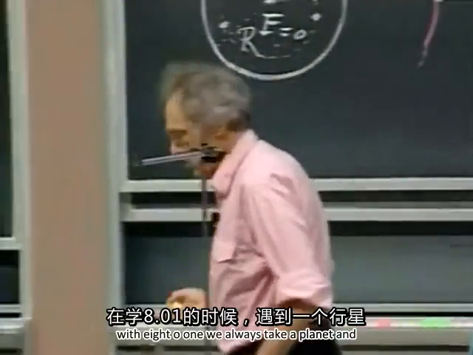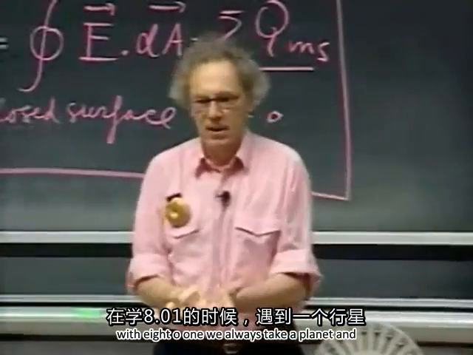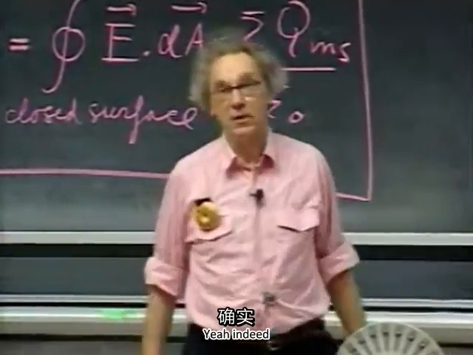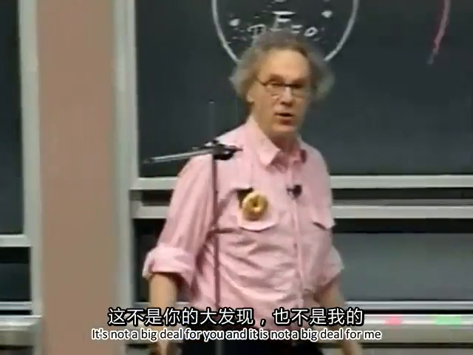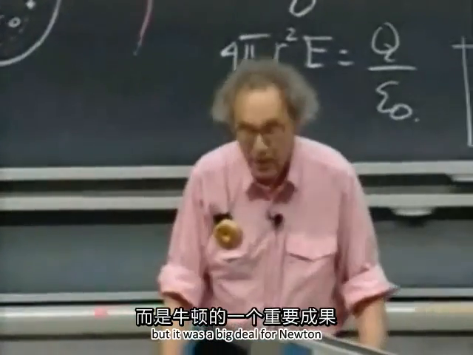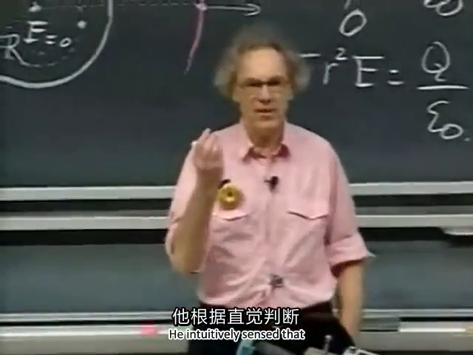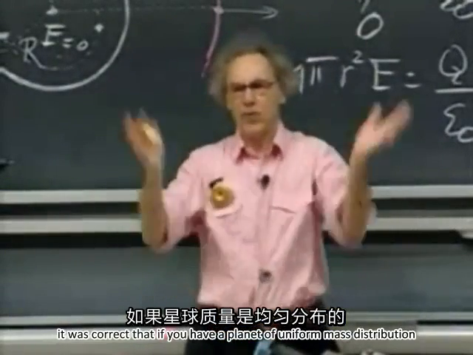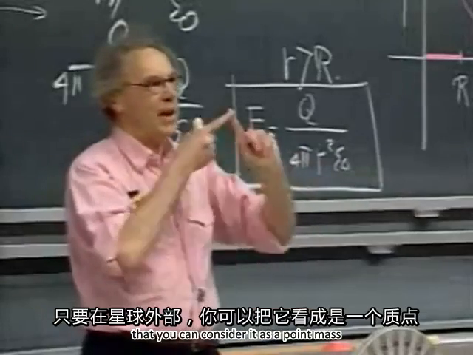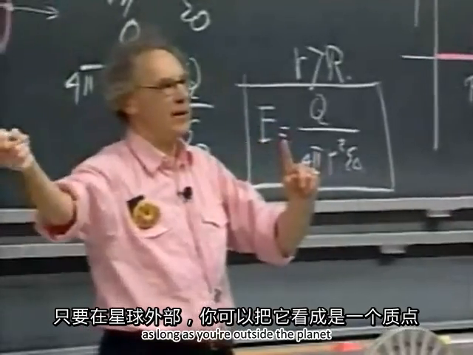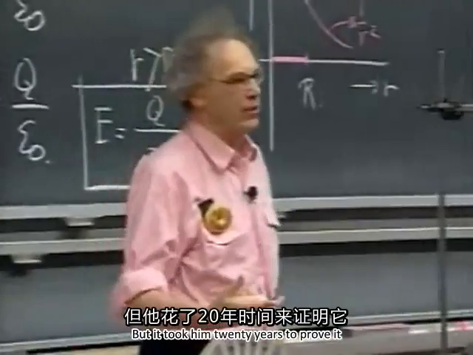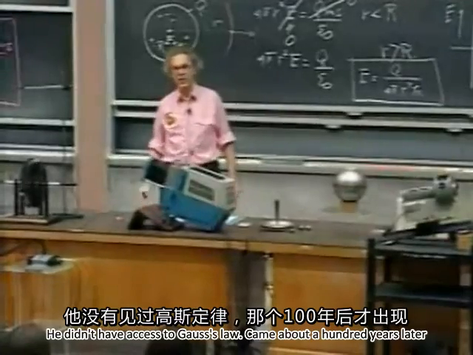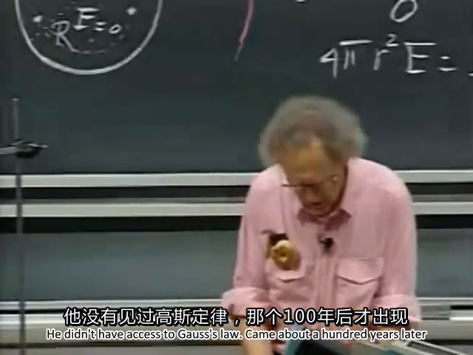You say, well, big deal, with 8.01 we always take a planet, and as long as we're outside the planet, we put all the mass at a point and consider it as a point. Yeah, indeed. It's not a big deal for you, and it is not a big deal for me, but it was a big deal for Newton. He intuitively sensed that it was correct, that if you have a planet of uniform mass distribution, you can consider it as a point mass, as long as you're outside the planet. But it took him 20 years to prove it. And he finally published his results. It would take us now 30 seconds. He didn't have access to Gauss's law. It came about 100 years later.